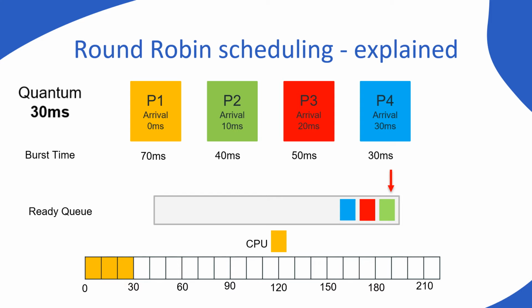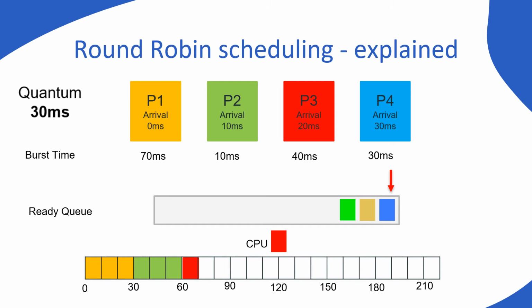After 30 milliseconds, P1 finishes its quantum and P4 arrives in the ready queue as its arrival time is 30 milliseconds. After P1 has depleted its quantum, it switches to the ready state and is inserted at the end of the ready queue. But the process is not done yet. After that, P2 gets the CPU and uses up its whole quantum. Therefore, it reaches the ready state and is inserted at the end of the ready queue.